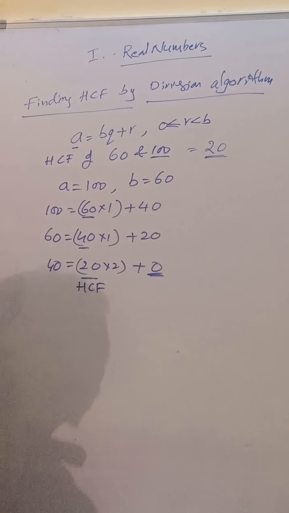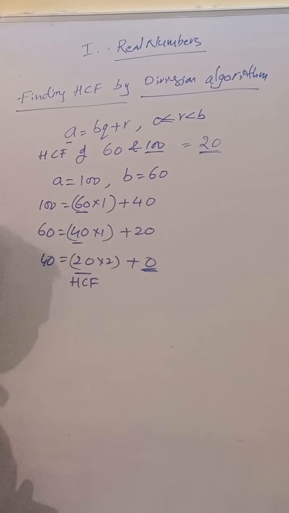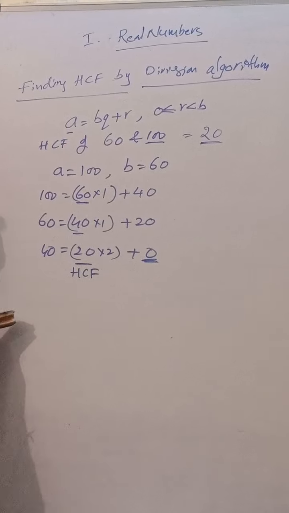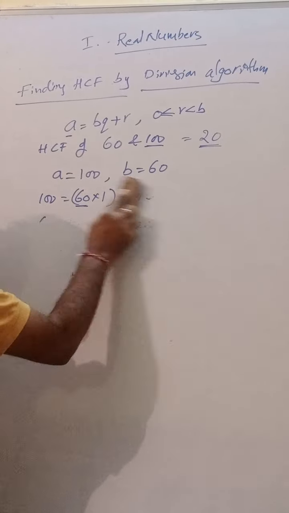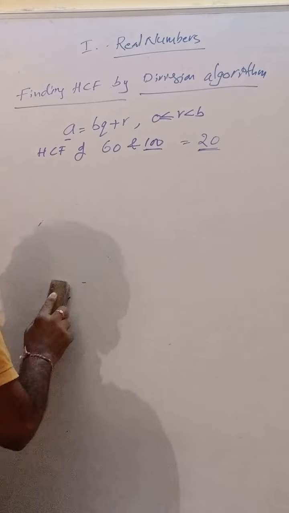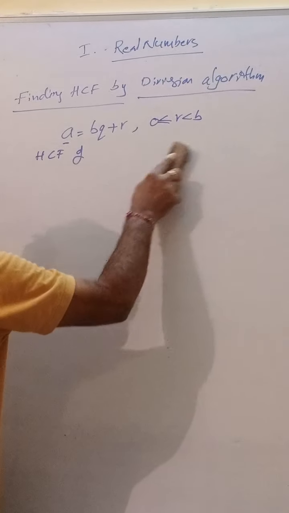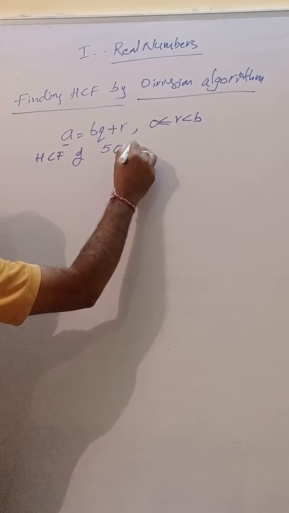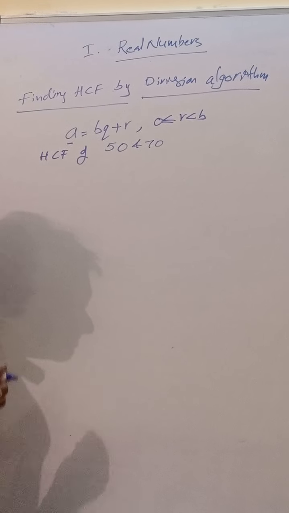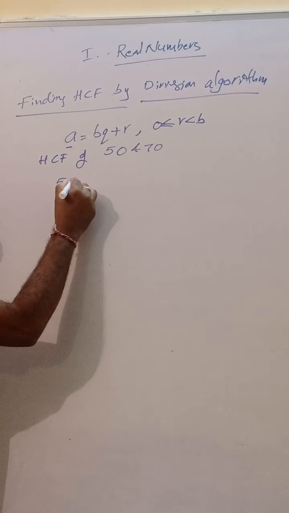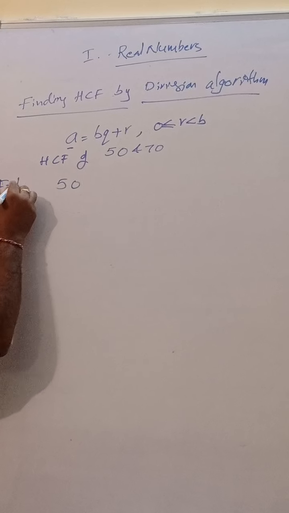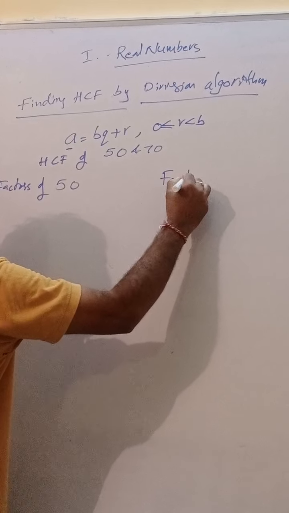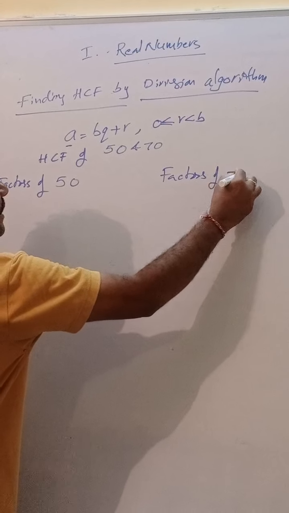Okay. Now, like that, one more example. We discussed 50 and 70. The HCF of 50 and 70. For 50 and 70, we should go through the conceptual process: the factors of 50 and the factors of 70.